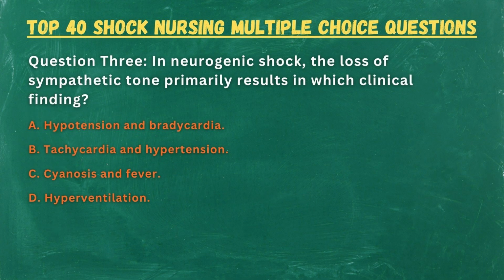Question 3. In neurogenic shock, the loss of sympathetic tone primarily results in which clinical finding? A. Hypotension and bradycardia. B. Tachycardia and hypertension. C. Cyanosis and fever. D. Hyperventilation. Answer. A. Hypotension and bradycardia.